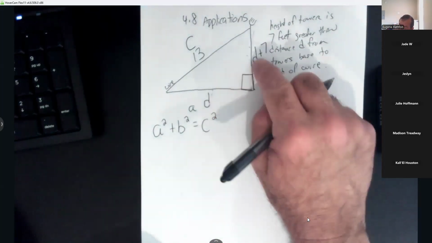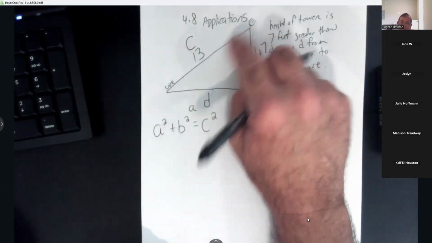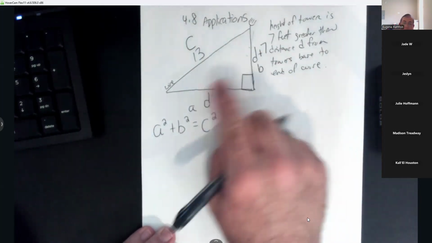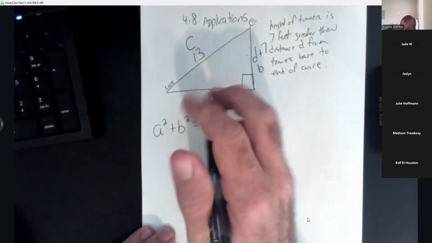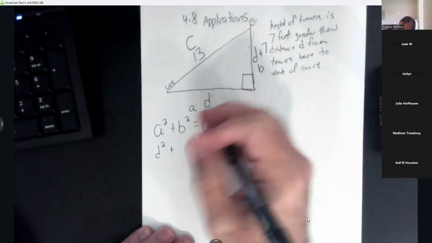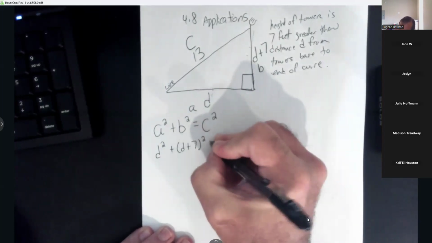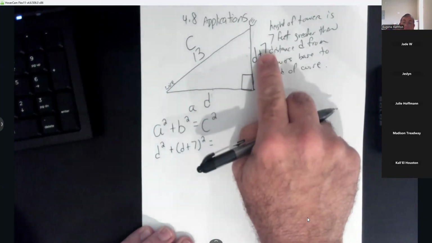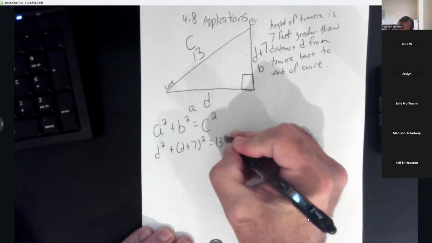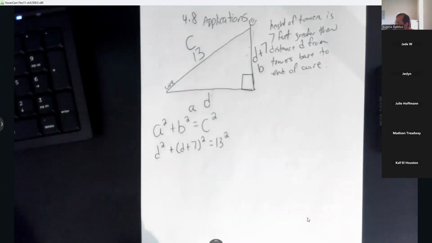Okay. But like I said, A and B, it don't matter. The only one that does matter is C has to be your hypotenuse, okay? All right. So let me replace what I got for A, B, and C. A would be D, so that'll be D squared. B will be D plus 7 squared. So remember, this whole side getting squared. And then C squared will be 13 squared. So you plug in for your three sides.